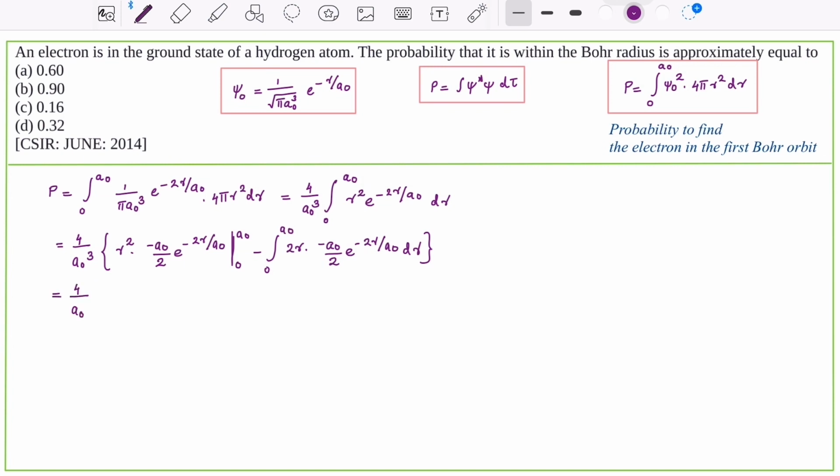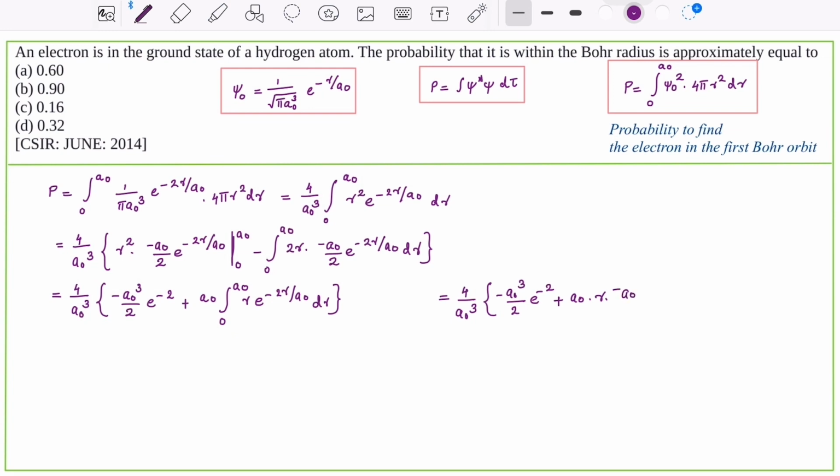This is equal to 4 by a0 cube into, let us apply the limit to the first term. Now the first term becomes minus a0 cube by 2 e raised to minus 2. The second term is a0 by 2 into 2, that is a0, integral 0 to a0 r e raised to minus 2r by a0 dr. Now this is equal to 4 by a0 cube into minus a0 cube by 2 e raised to minus 2 plus a0. Now let us do the integration.